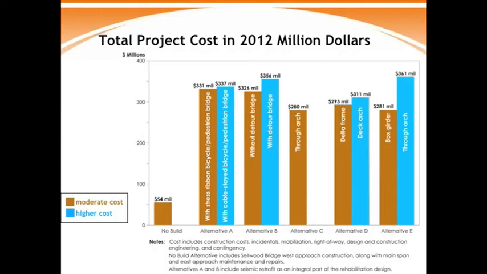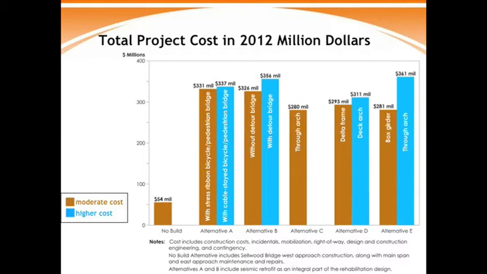These are the total project costs in year 2012 dollars that include construction, incidentals, mobilization, right-of-way, design, and construction engineering, as well as a contingency. So everything except maintenance. There are two bars for each of the alternatives that has more than one bridge type. The brown-colored bars represent the modest cost bridge types. The blue bars represent the higher cost bridge types.